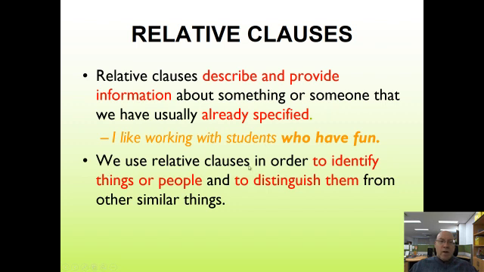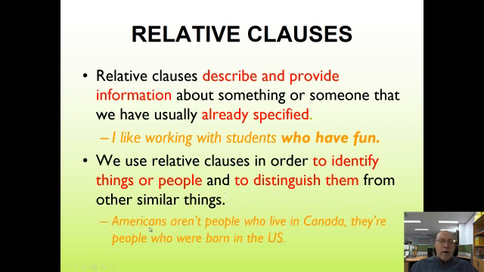We use relative clauses in order to identify things or people and to distinguish them from other things. For example, Americans aren't people who live in Canada. No, those are Canadians. People who live in Canada are called Canadians. They're people who were born in the US. So here we are distinguishing groups, Americans and Canadians. We can say Americans aren't people who live in Canada, who, relative clause. They are people who were born in the United States. Who were born in the United States, that's our relative clause there. Who and who, both relative pronouns. More information.